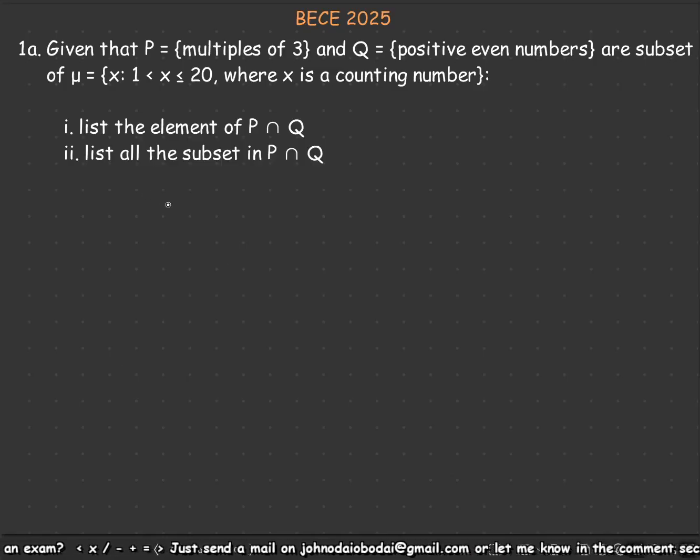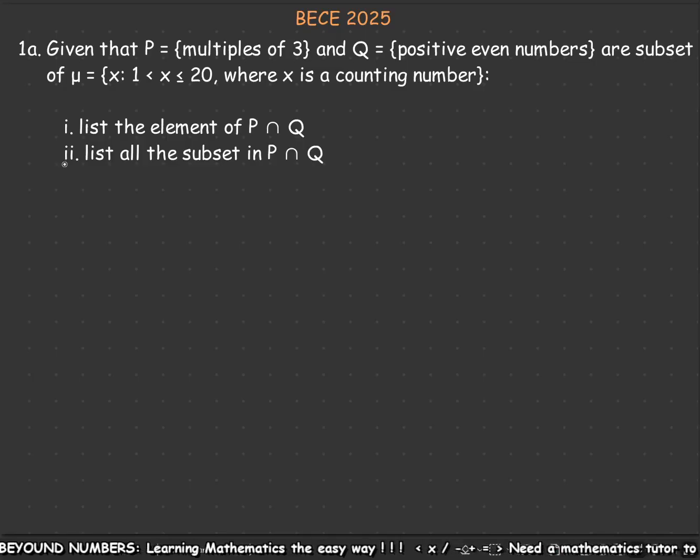This here is the first question. That is question 1a, and it says, given that P is multiples of 3, Q is positive even numbers, and they are subsets of mu, which is x such that x is greater than 1 but less than or equal to 20, where x is a counting number. And it says we have to list all the elements of P intersection Q.